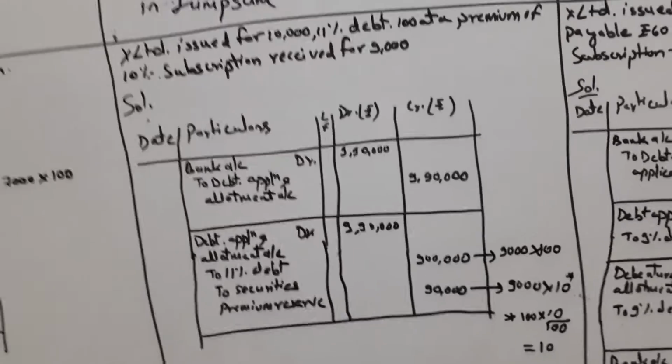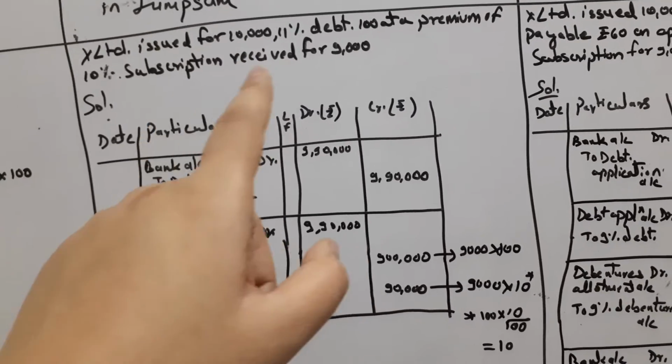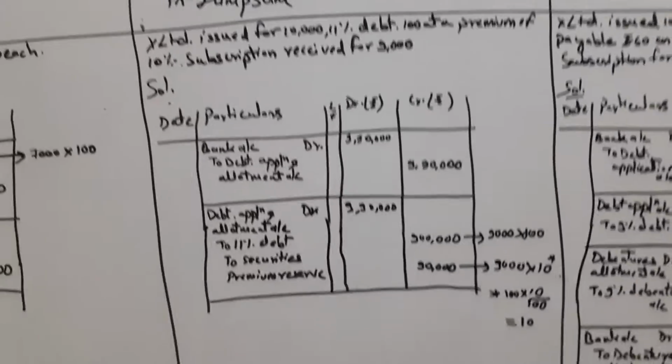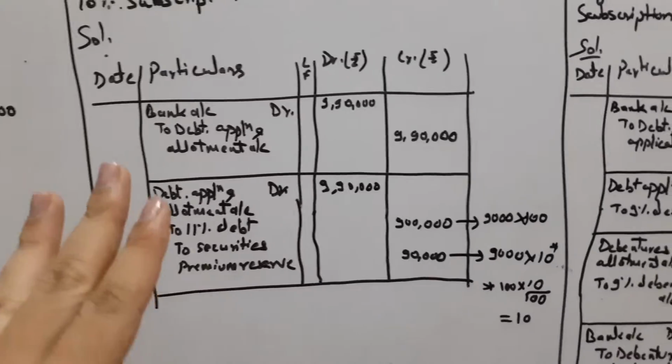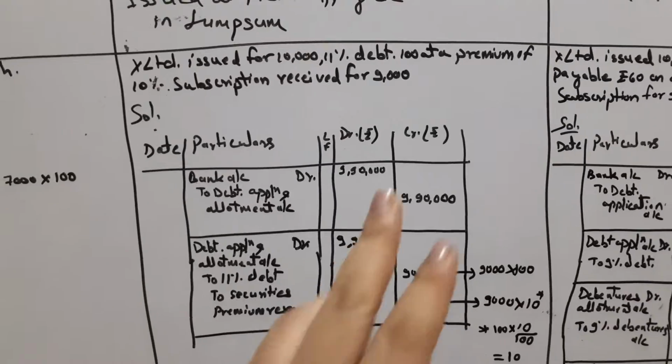Okay, so let's look into the entry. Company has issued 10,000, whereas subscription received only for 9,000. This is again the case of under subscription. So first of all, the receipt entry will be passed. Bank account debited to debenture application and allotment account, 9,90,000.